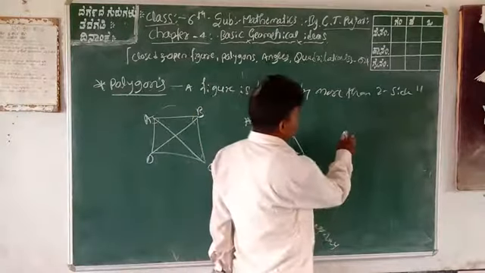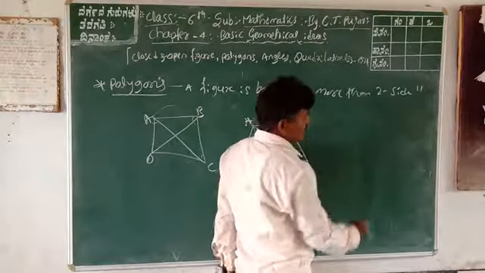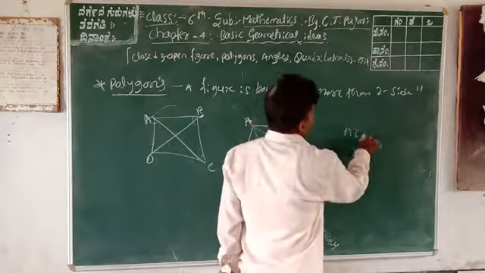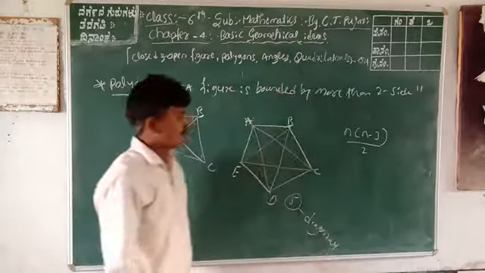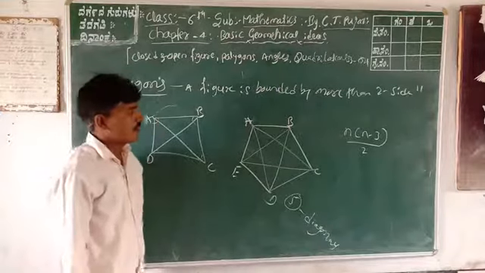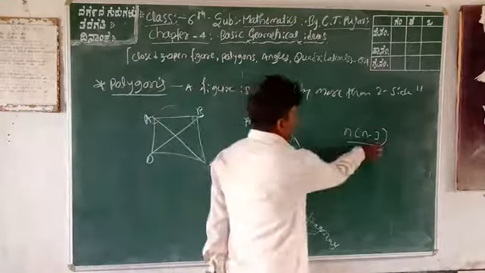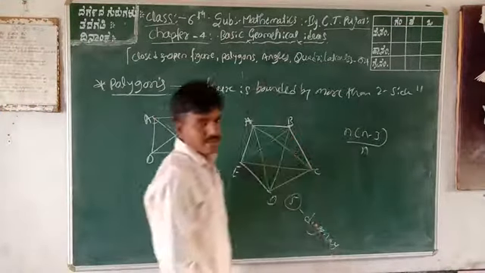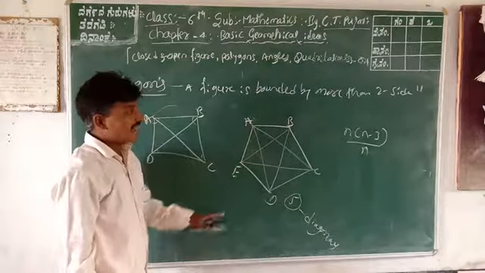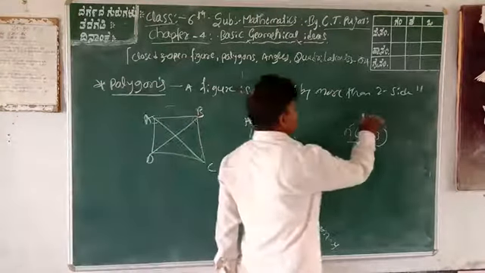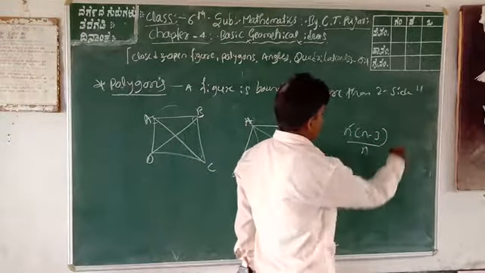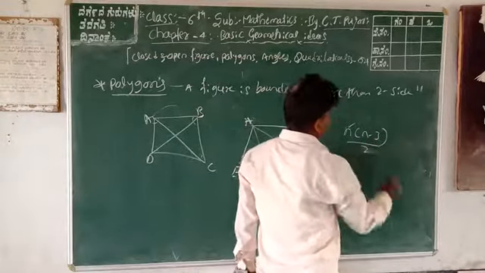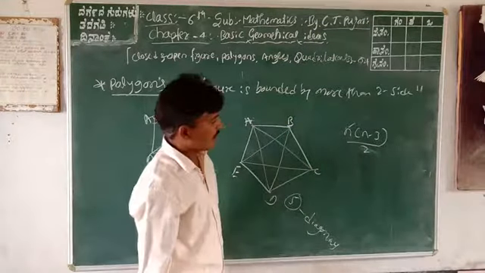What is the formula? The diagonals formula is n into n minus 3 divided by 2, where n is the number of sides. This is the formula.